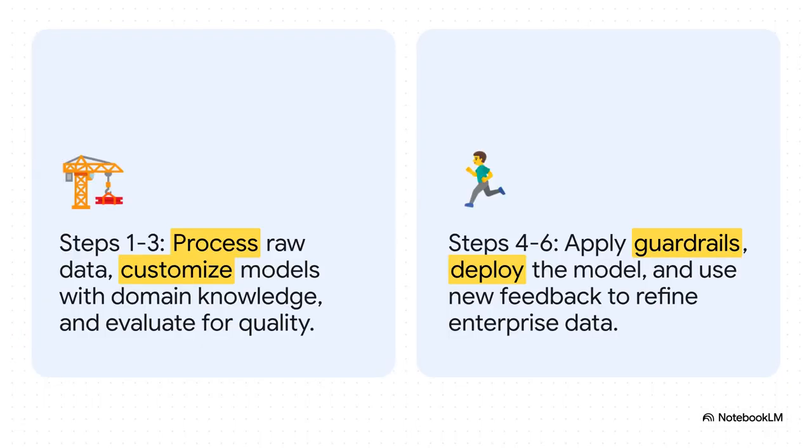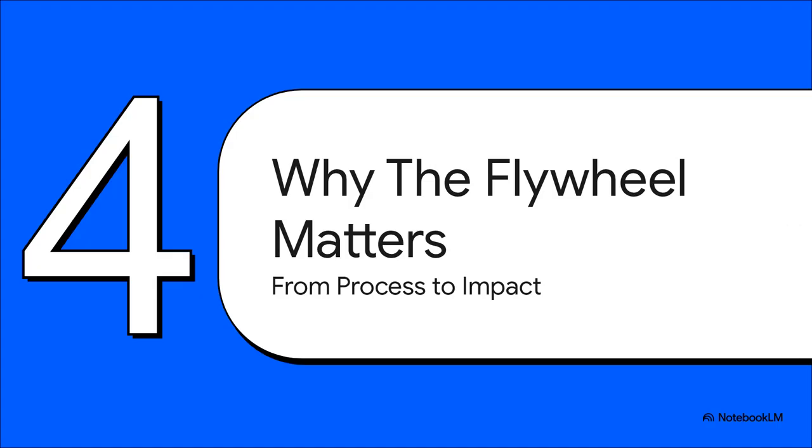You can really break this whole thing down into 2 big phases. Steps 1 to 3 are all about building the model. You're cleaning data, you're teaching it, and you're testing it. Then, steps 4 to 6 are about running the model out in the wild. You're making it safe, you're plugging it into live information, and you're capturing all that awesome feedback to make your data even stronger.